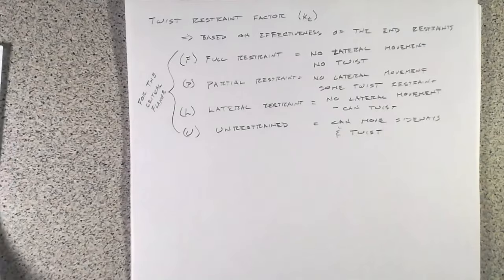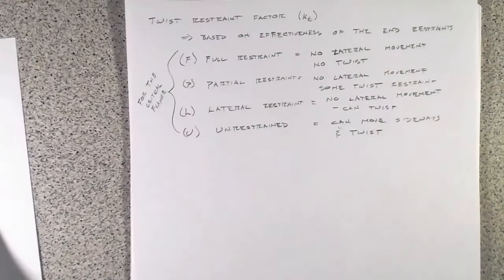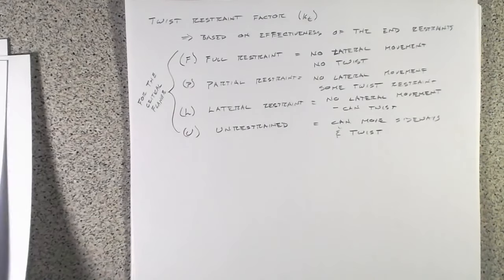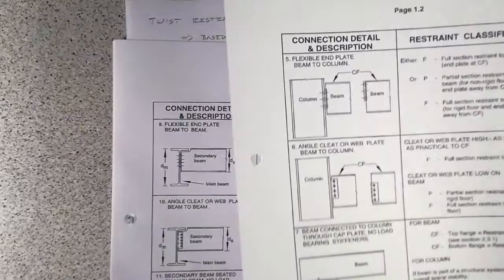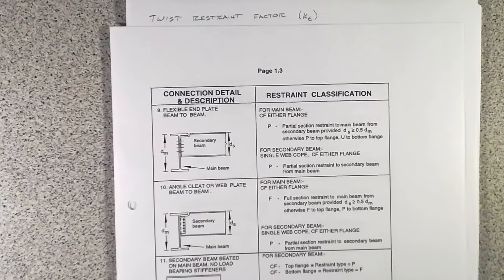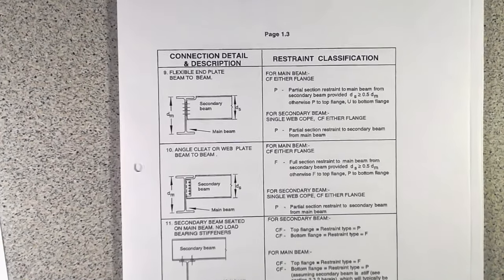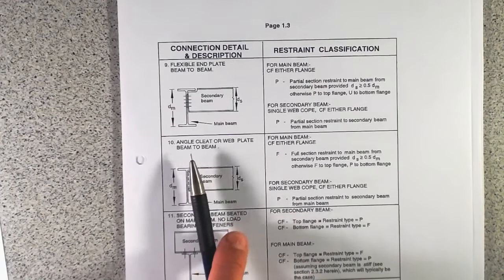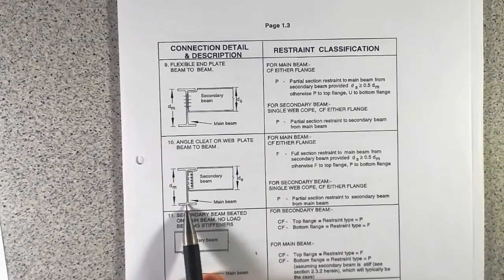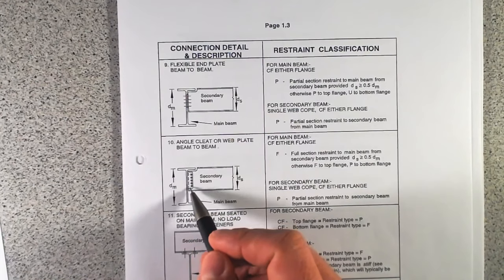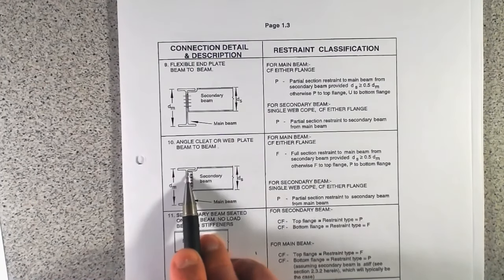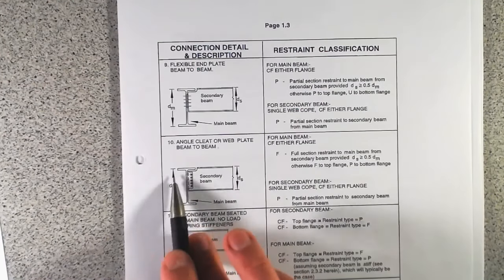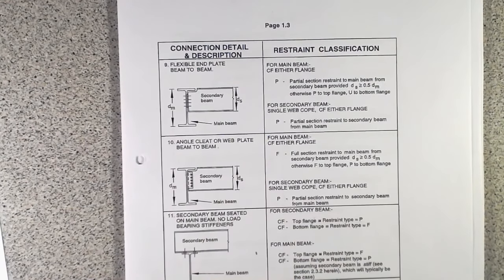And the question is, how do you know what these look like? Well, I've put up on Canvas, and you'll see in your notes, there have been some reports put out for some typical connection details. So here's one which is a fairly classic one. Number 10. The connection between the secondary beam and the primary beam is this little piece of equal angle. One leg is welded onto the primary beam and the secondary beam is bolted on.